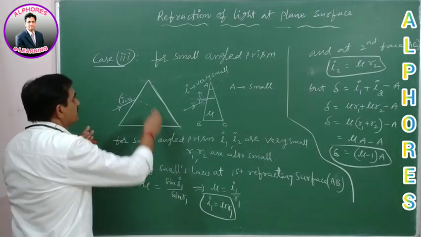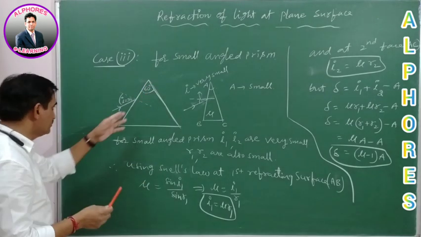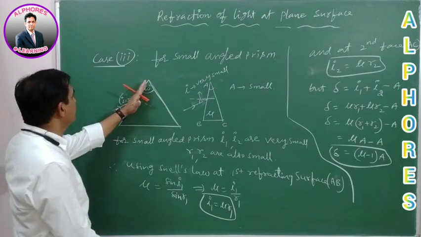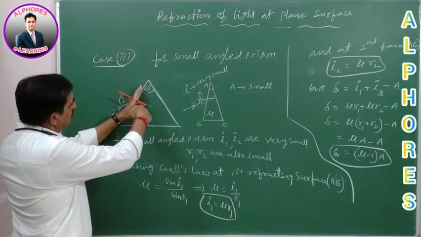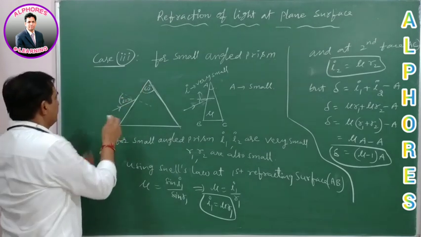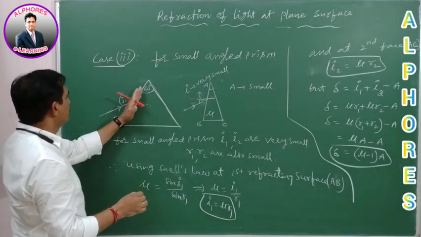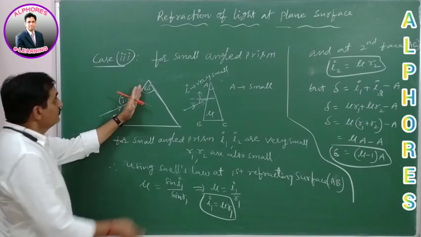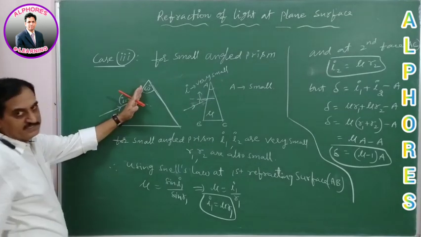Here, this is say 60 degree or something else, a greater amount. It is not a small angled prism. So in this case, we consider this is the side and this is the normal. Listen carefully. See here, this is the normal, this is the incident ray, and this is the normal. Okay? Now, what is the angle between these two? This is say 30 degree.